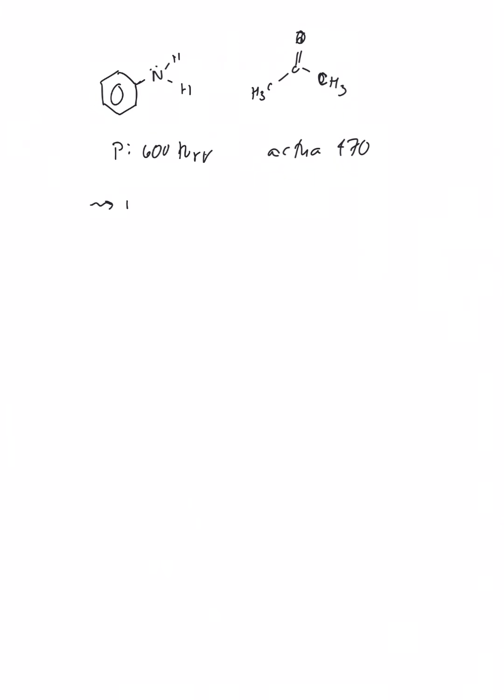All right, so first let's talk about the solutions quiz. One of the essay questions was about Raoult's law and deviations from Raoult's law. I gave you aniline here and acetone over here, and I told you that the predicted vapor pressure was 600 torr and the actual was 470 torr. You should have been able to deduce from those numbers that this was a negative deviation, because the actual vapor pressure was lower than the predicted.